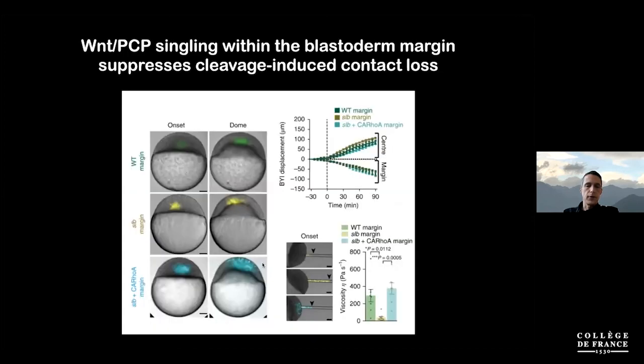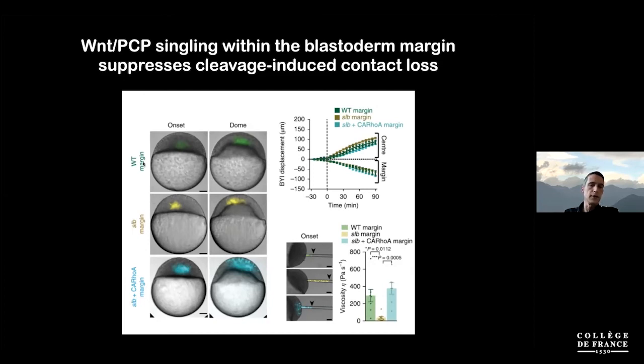Now, what Nicoletta then wanted to know is if Wnt PCP signaling is required in the margin for essentially allowing this tissue not to fluidize, for making sure that the tissue is not fluidizing, while in the center where Wnt PCP signaling is not on, the tissue would fluidize. She addressed the function of the Wnt PCP pathway by doing a number of transplantation assays.